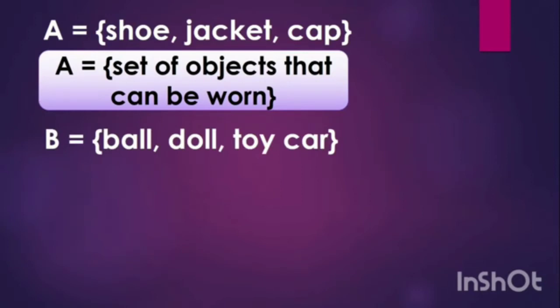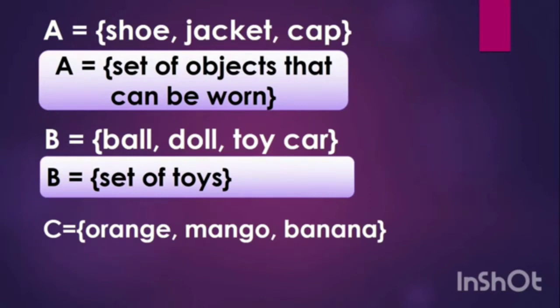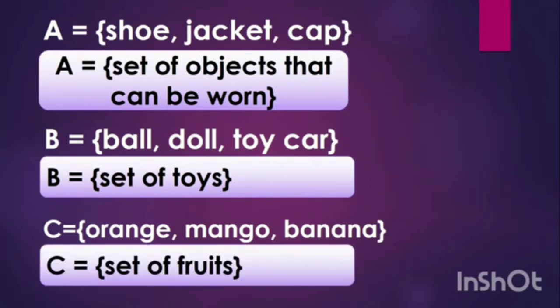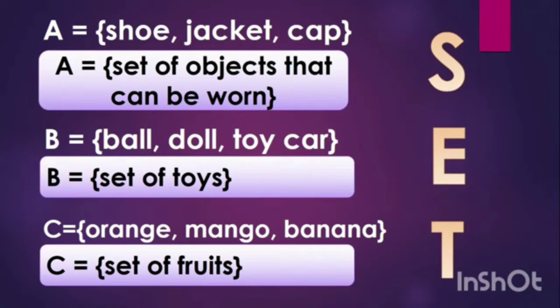Next, for group B, we have ball, doll, and toy car. Bakit kaya sila ang magkakasama? Because group B is a set of toys. And then for group C, this is a set of fruits. Now, these 3 are considered set. So, these 3 are all examples of set.